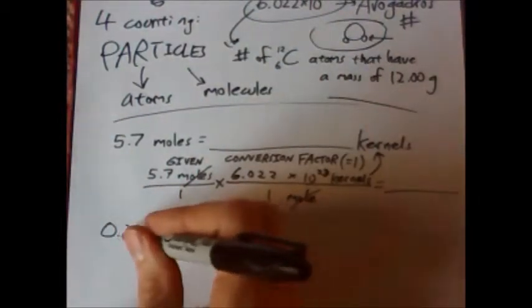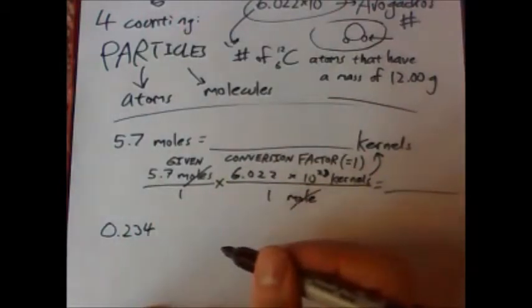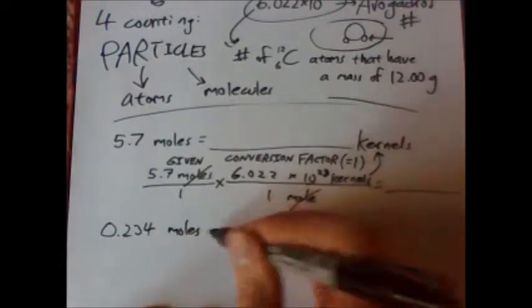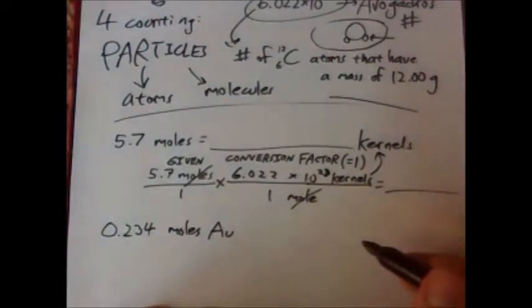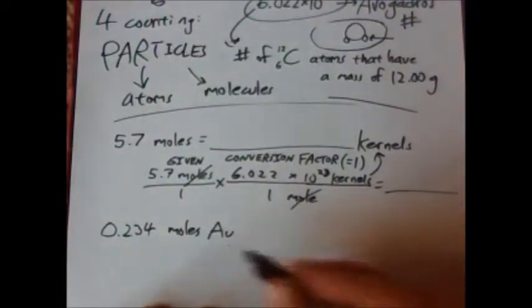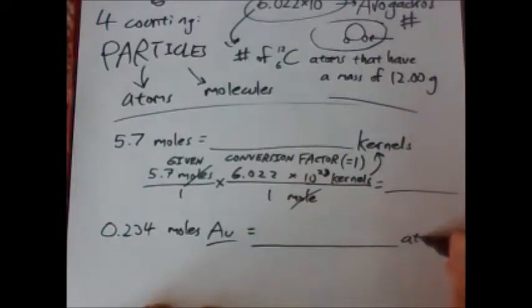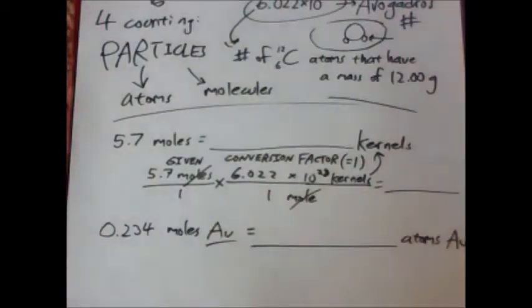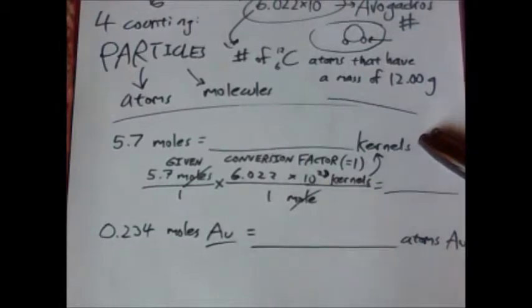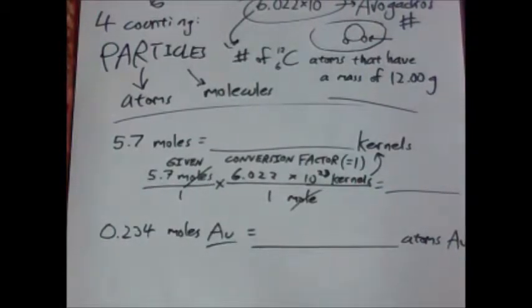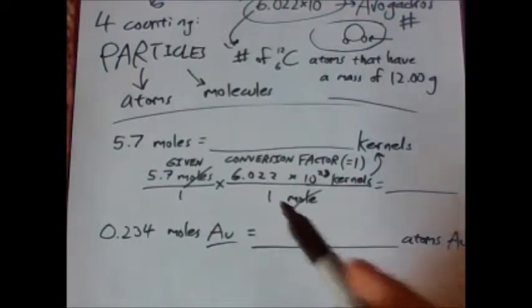If you had 0.234 moles of gold, Au, come back here with my gold jewelry, right? How many atoms of gold would that be? It's no different for kernels than it is for gold. Simply again multiply by 6.022 times 10 to the 23rd atoms over 1 mole.